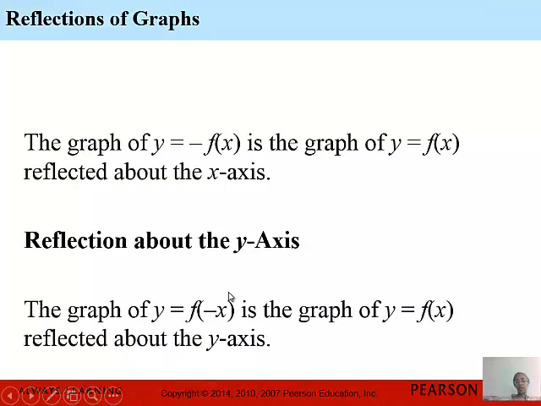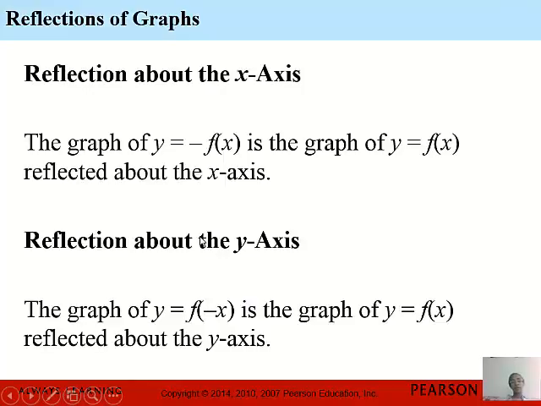Now, when I reflect about the y-axis, the change is made to the input. So y equal f of negative x is the graph of y equal f of x reflected about the y-axis. When I reflect about the x-axis, I multiply the function by negative 1. When I reflect about the y-axis, I multiply my input by negative 1. The function's input is multiplied by negative 1.